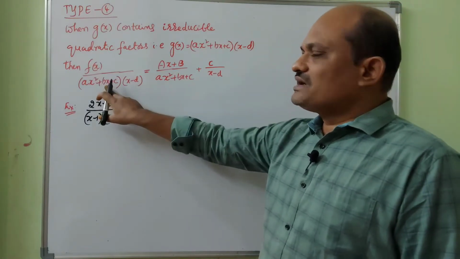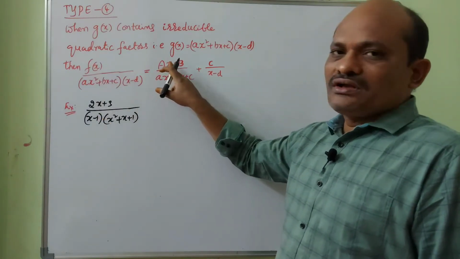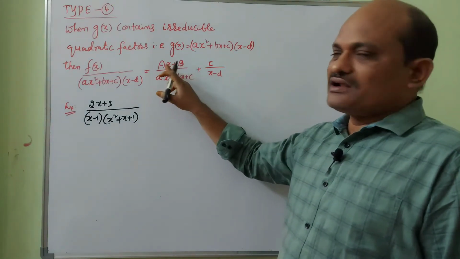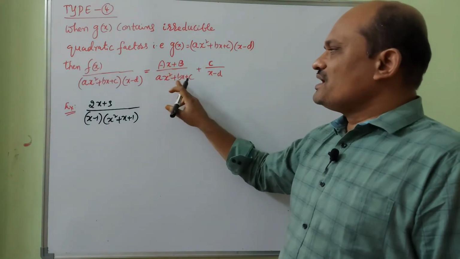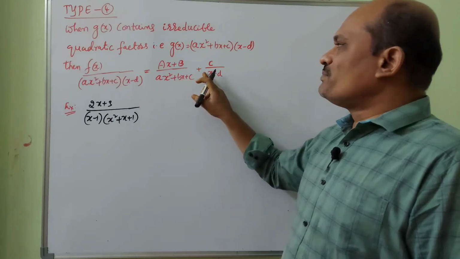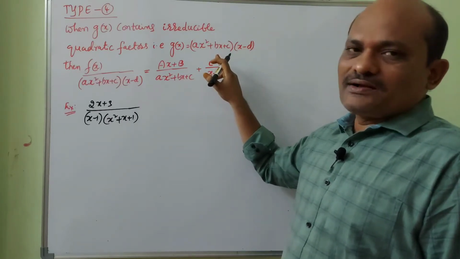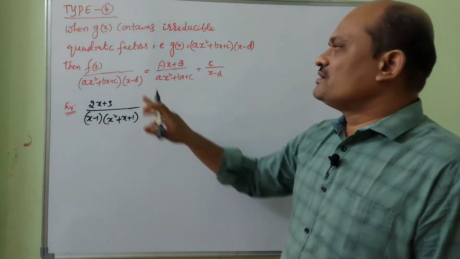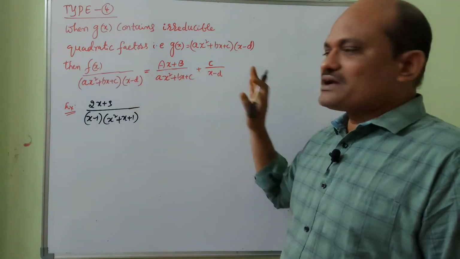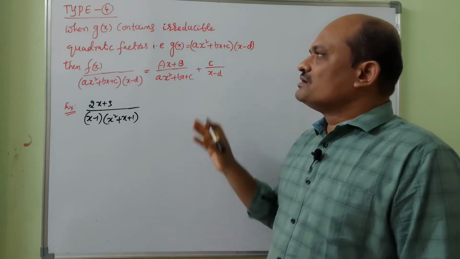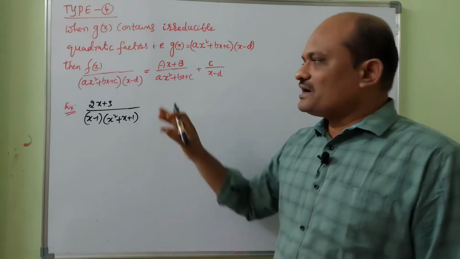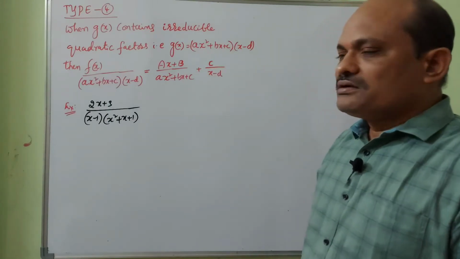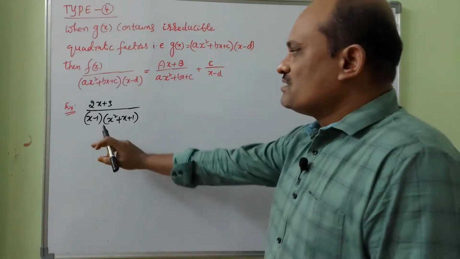So for second degree factors, take two constants a and b and write a linear factor (ax plus b) by (ax square plus bx plus c). Plus for first degree you take a constant. You take one degree less in the numerator and write the partial fractions. This is the way of writing partial fractions when a second degree factor is present. Now let me do this problem.